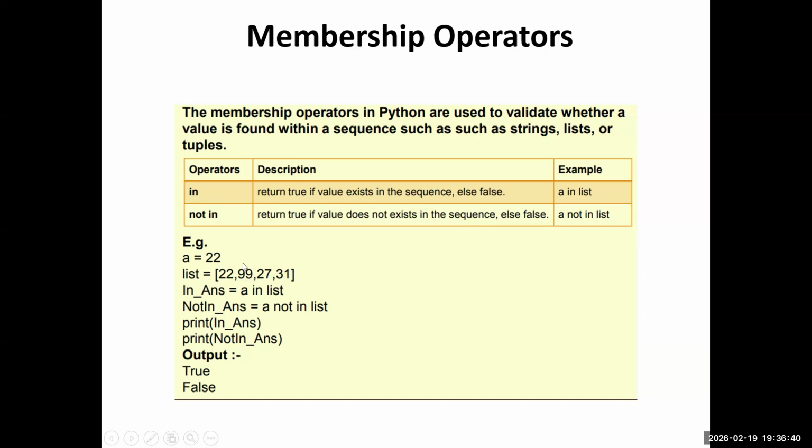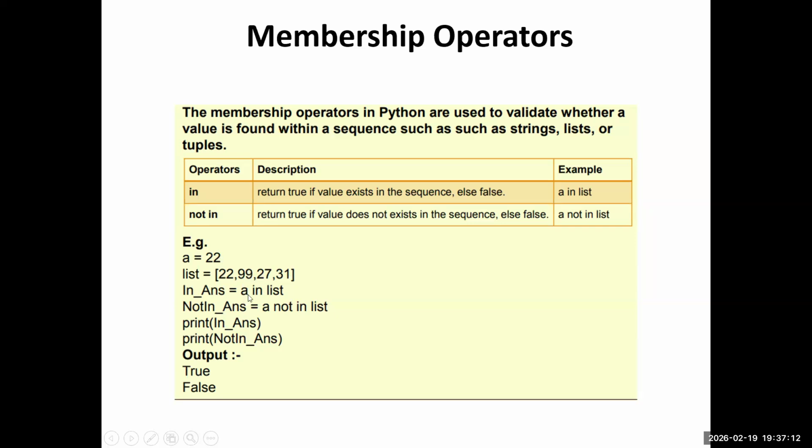Okay, so for example, a equal to 22. It is a searching element, and a list. List means a sequence of elements, that means a collection of elements arranged one by one, separated by commas. All the elements occur within the square brackets. We will discuss the list later, but if you want to define a list, the list is defined like that. So whether 22 is available in the list or not.